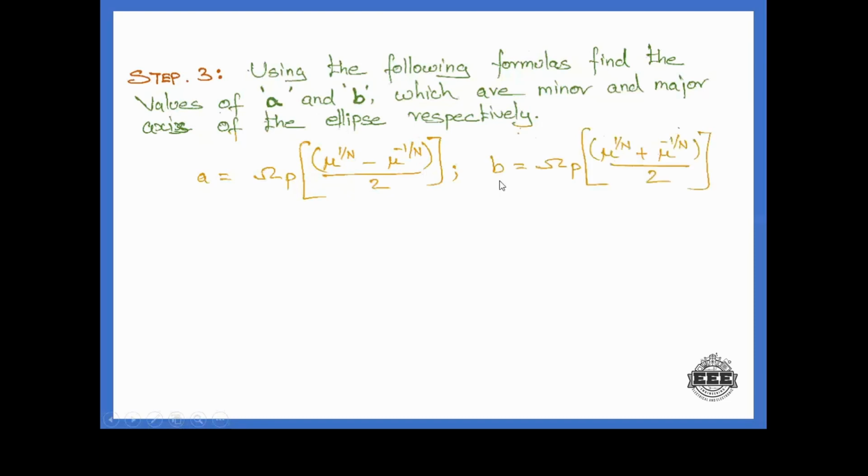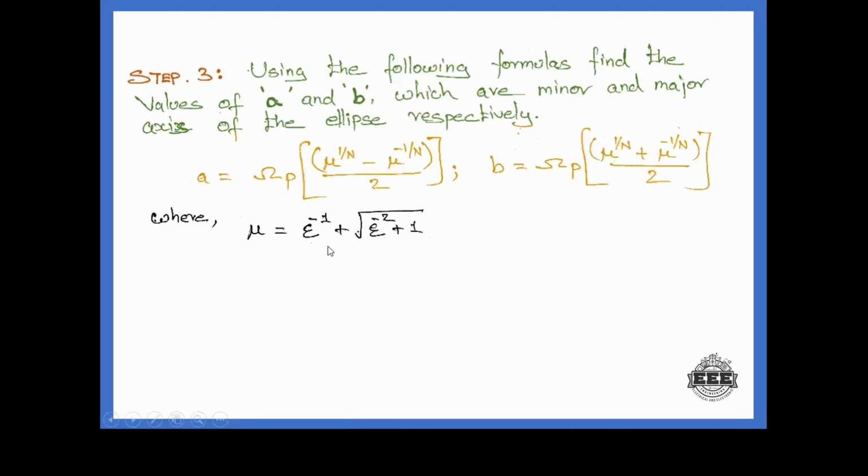Similarly, to determine the B value: B equal to passband frequency, the same passband frequency, open the bracket, mu power 1 by N plus mu power minus 1 by N, divided by 2. In A we are putting minus, and in B we are putting plus. So only these are the changes in the A and B values. Okay. So here, what is mu? To determine the mu, the formula represented here uses your stopband attenuations, so epsilon.